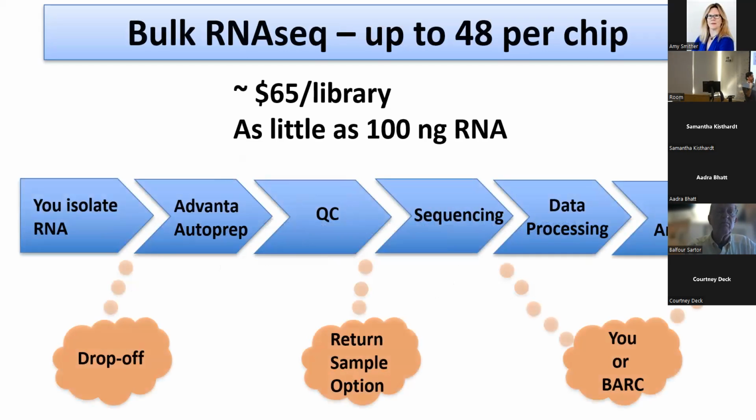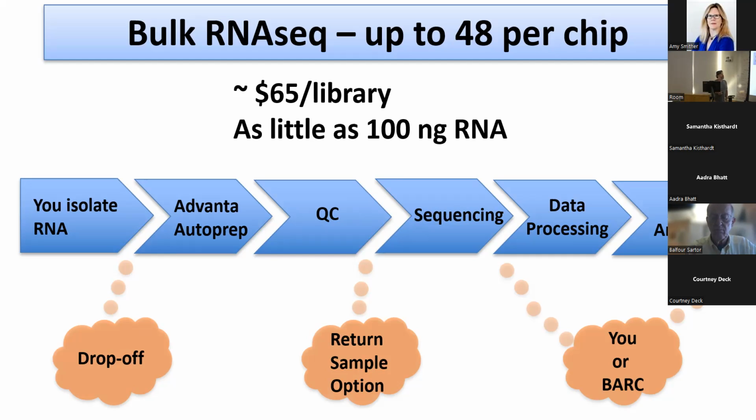So I'm going to now go into the RNA sequencing platforms that we operate. So this one is for bulk RNA sequencing, not single cell, but if you have a population of cells that you're interested in looking at gene expression patterns, this is where you can use this microfluidic approach to generate up to 48 libraries per chip.